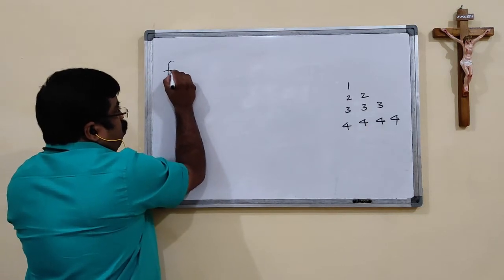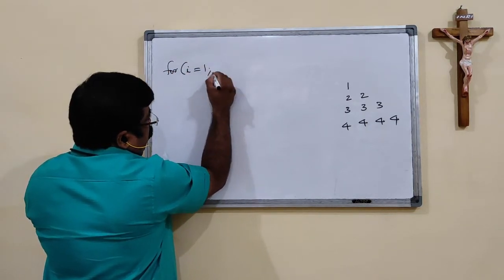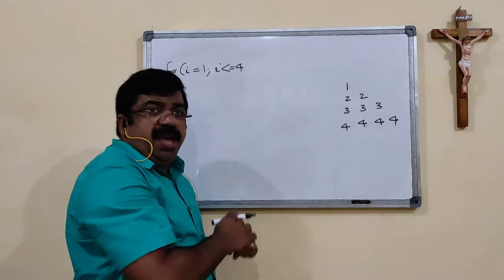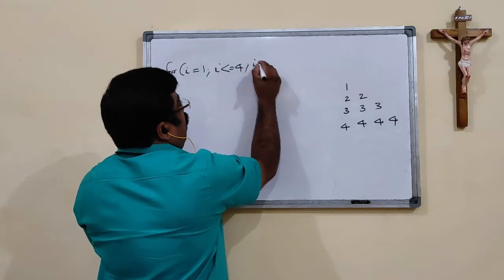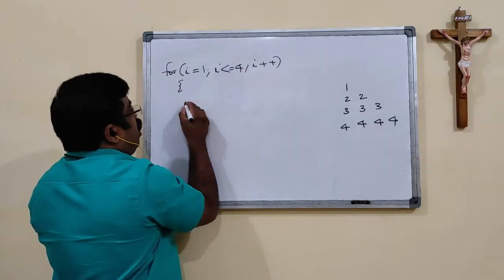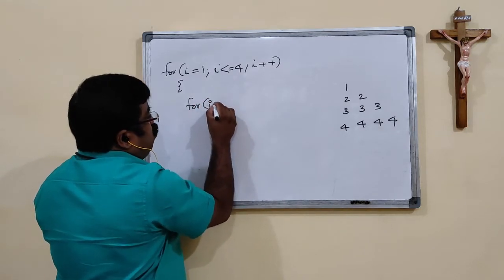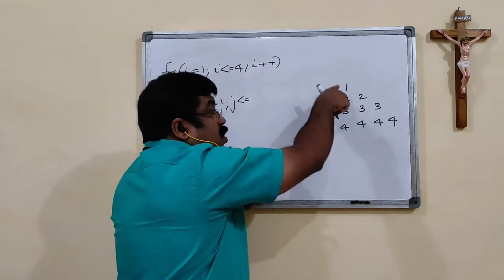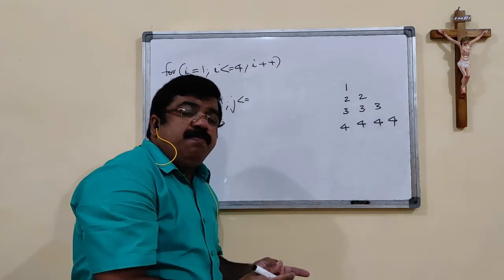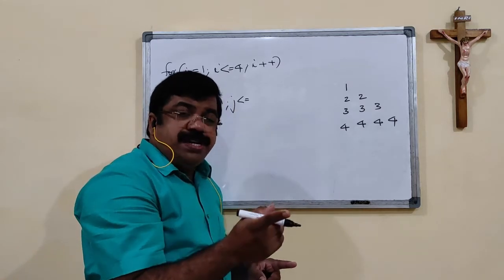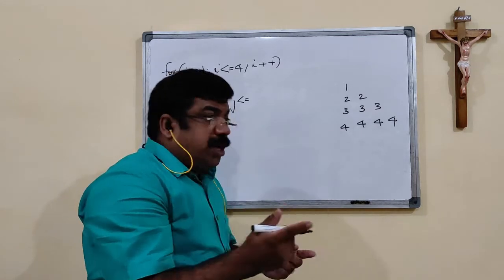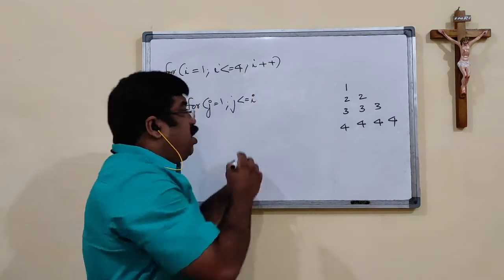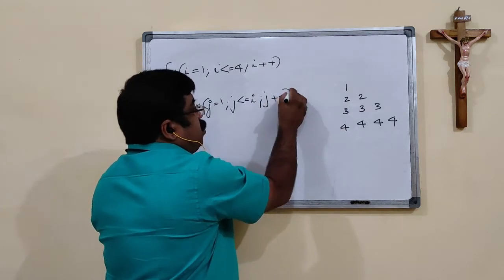We write the for loop, the outer loop, for i equal to 1, i less than or equal to 4. Since 4 lines are there, we are giving i less than or equal to 4, i plus plus. The inner loop, for j equal to 1, j less than or equal to i, because we want to have the triangular shape. If the line number is 1, one time; if the line number is 2, two times. According to the line numbers we are printing it. So we will give j less than or equal to i, j plus plus.